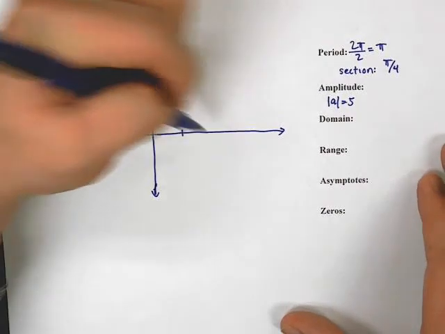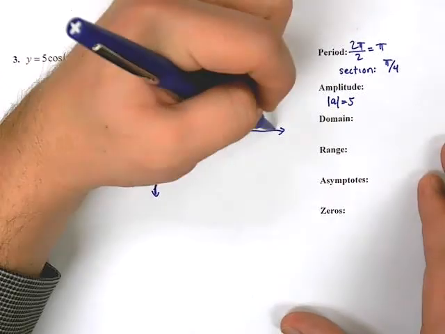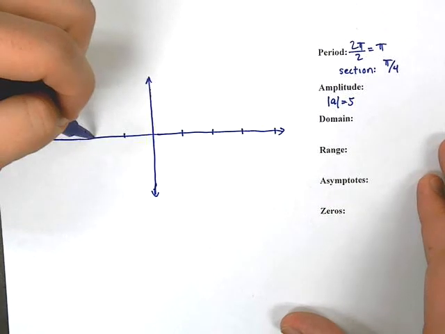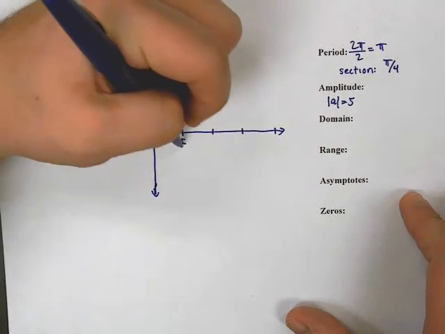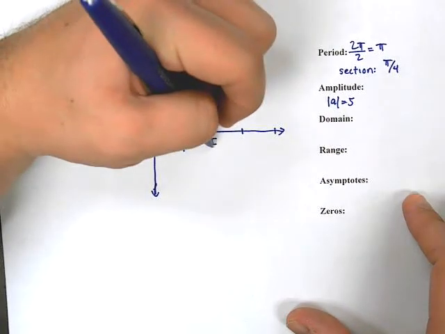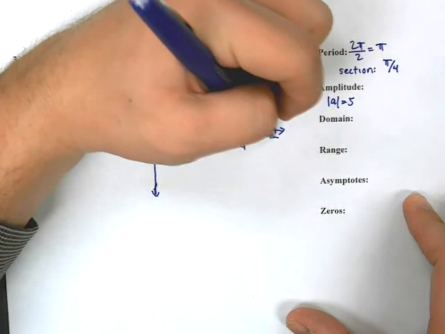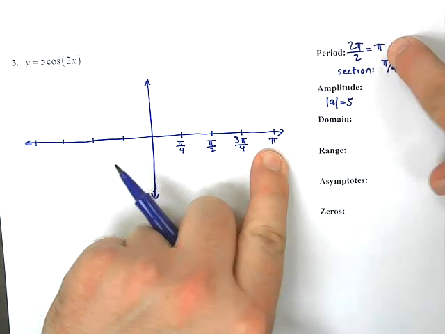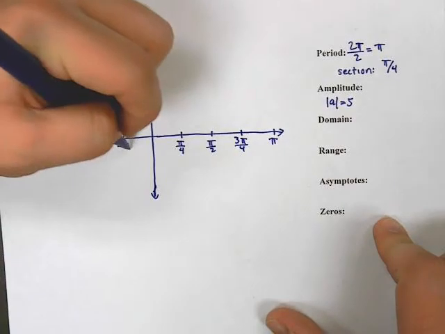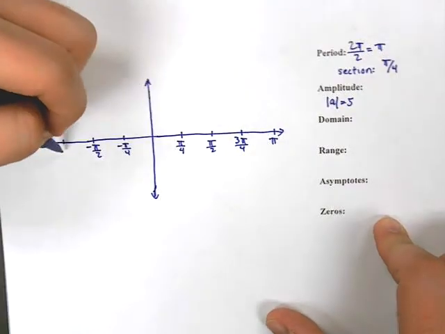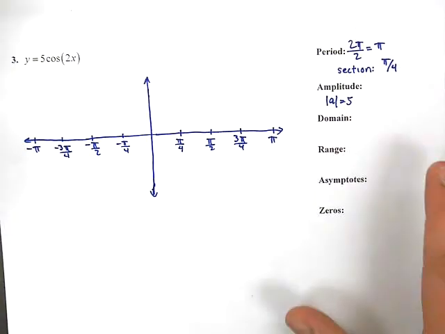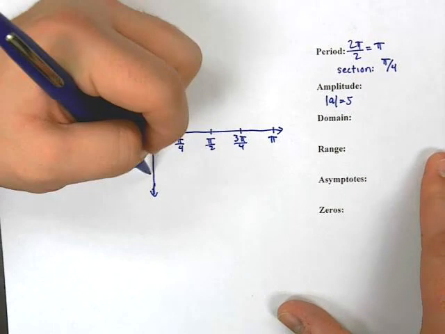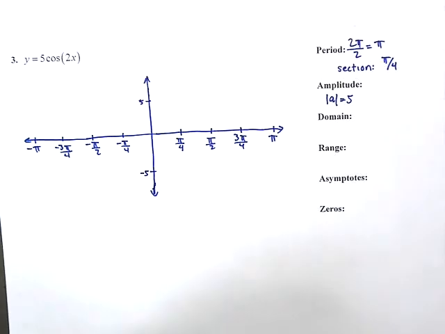So we need nice sections, something like that, and then go back in the other direction, 1, 2, 3, 4, and then label them nicely, okay? So pi over 4, pi over 2, 3 pi over 4, and pi. Just check. We're good. That's what we wanted. Negative pi over 4, negative pi over 2, negative 3 pi over 4, negative pi. All right, amplitude time, 5, negative 5. Okay, I think we are good to go.